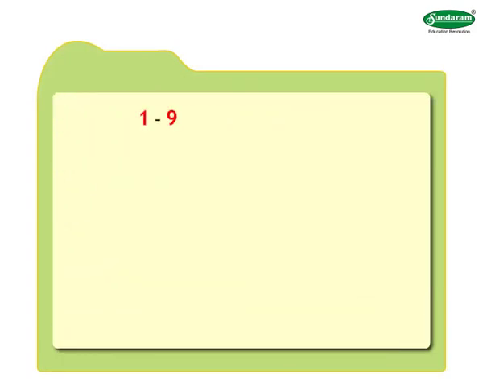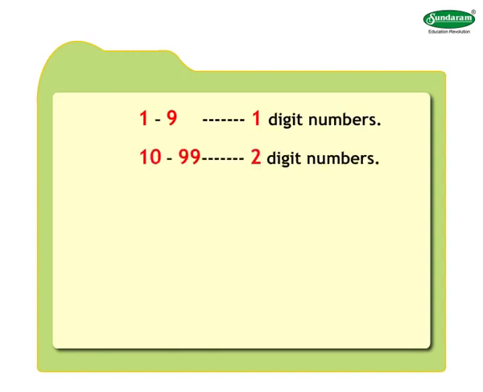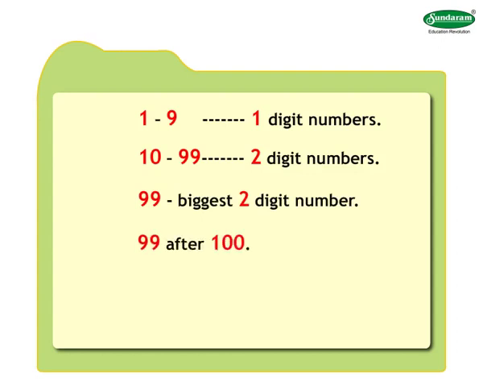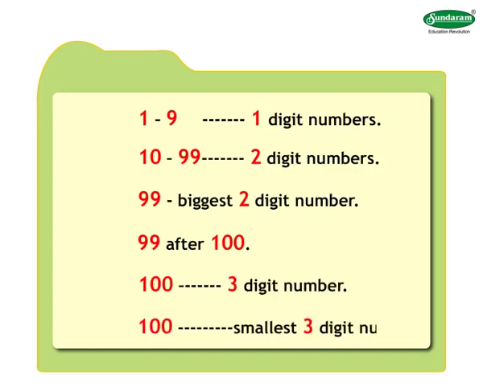Now, from 1 to 9 were all one-digit numbers. From 10 to 99 were all two-digit numbers. Therefore, 99 is the biggest two-digit number. After 99, we have 100. 100 is a three-digit number. Thus, 100 is the smallest three-digit number.